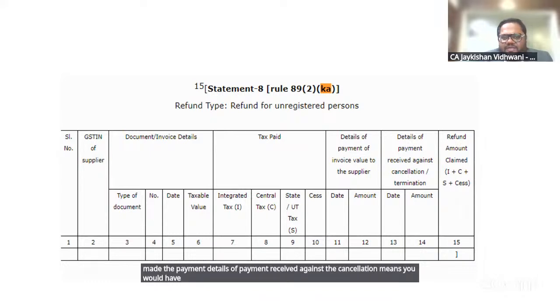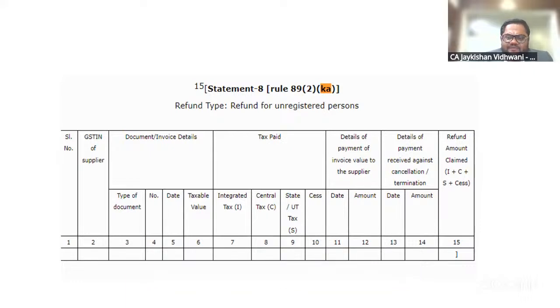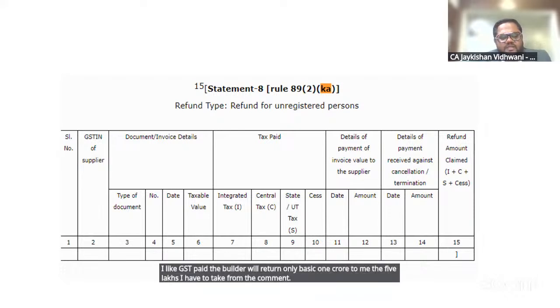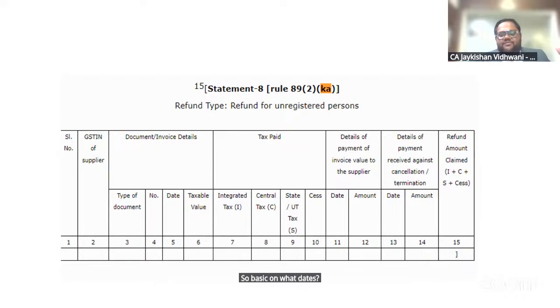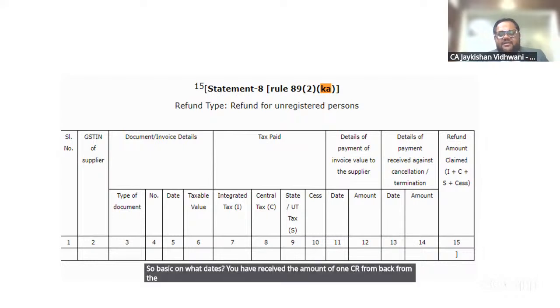Also the details of payment received against the cancellation, meaning the basic amount you would have received. For example, continuing with my example, 1 crore advance paid along with GST. The builder will return only the basic 1 crore to me; the 5 lakhs I have to take from the government. So, on what dates you received the 1 crore back from the builder, and the amount of refund that is being claimed.